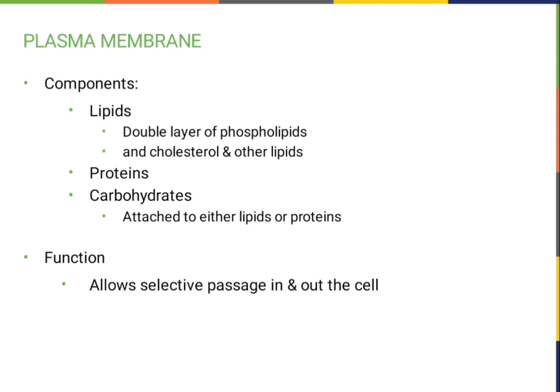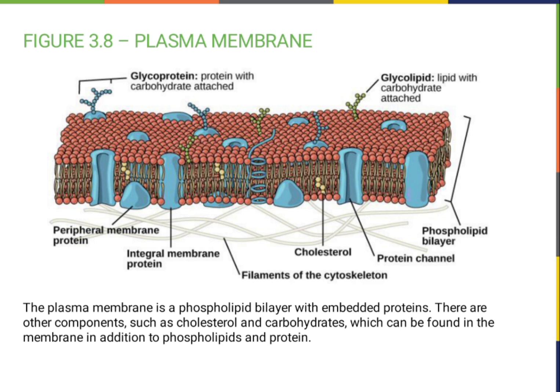When you look at the cell membrane, it performs very many different functions, as we are going to go ahead and look at. One of them is the fact that it allows selective passage of materials in and out of the cell. So you can clearly see the different parts that make up the cell membrane.